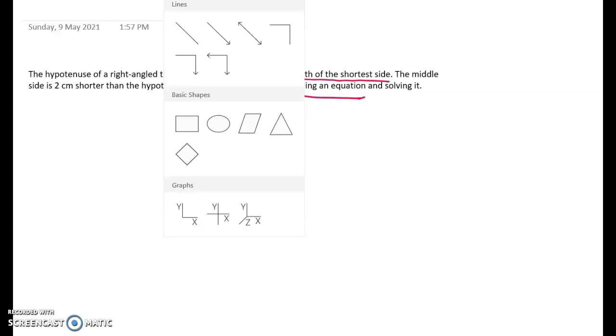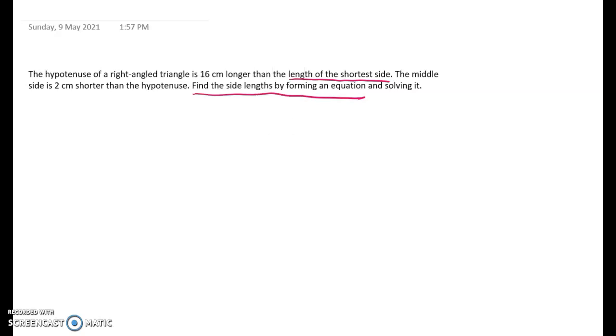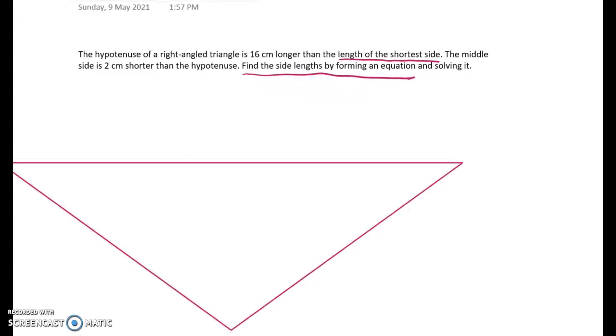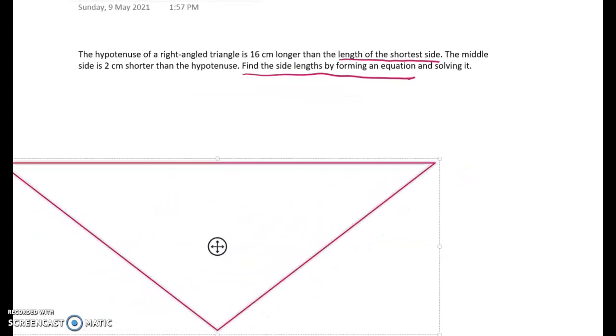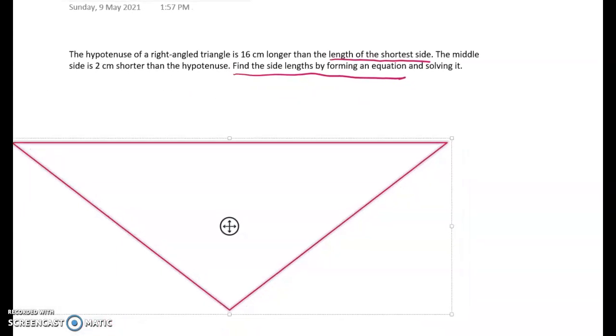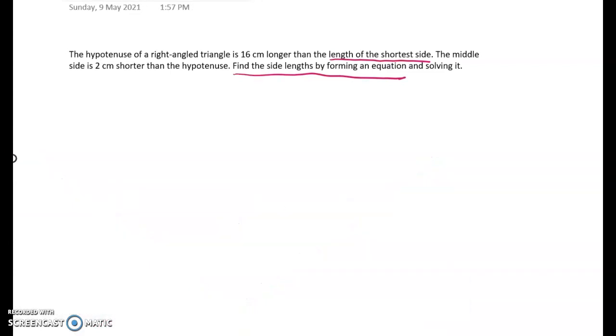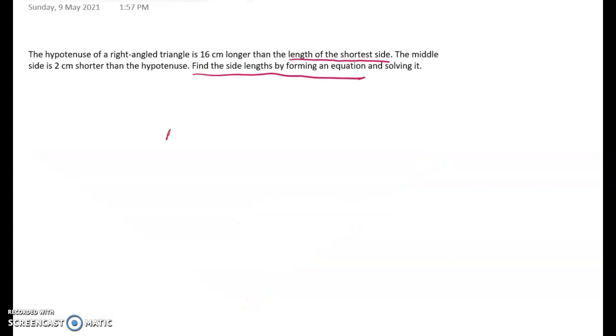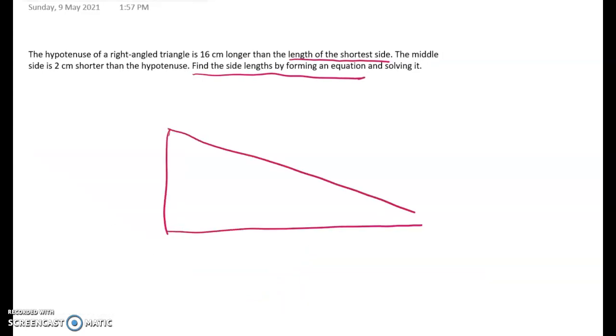This one's about a triangle. So the hypotenuse of a right angled triangle is 16 centimeters longer than the length of the shortest side. The middle side is 2 centimeters shorter than the hypotenuse. Right, I'm going to start off here by drawing a triangle. Not one like that. Let's see if we can get a nice right angled triangle. Maybe not. Okay, forget about the fancy thing, and we'll just do a triangle by hand. Okay, so here's my triangle.